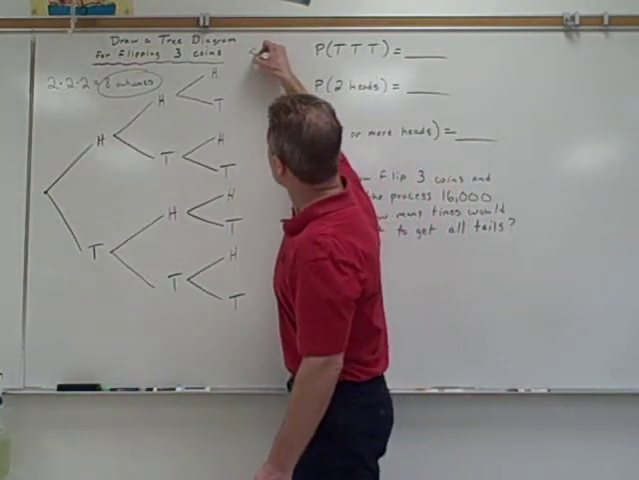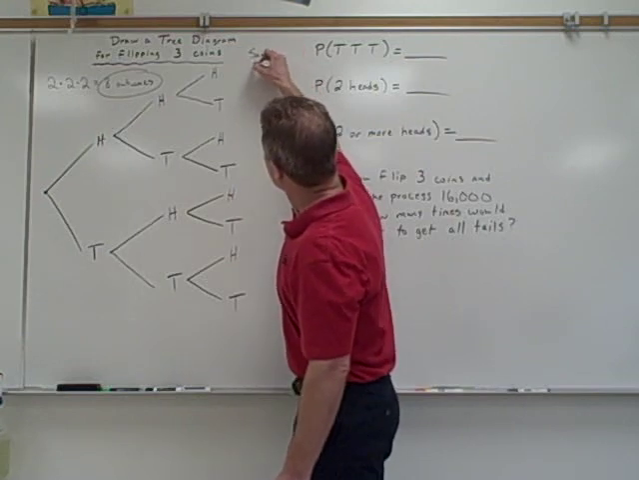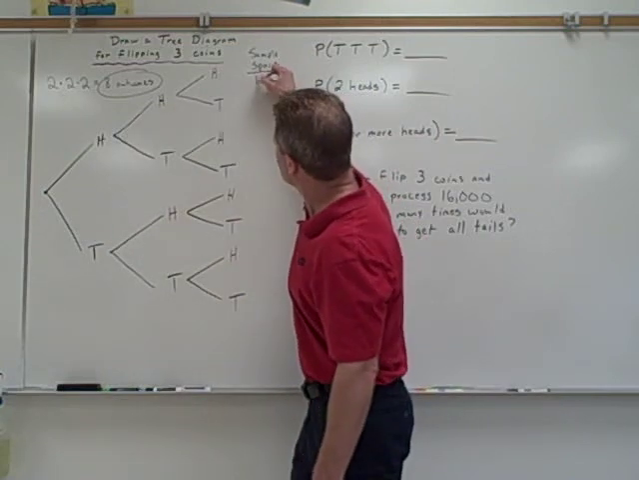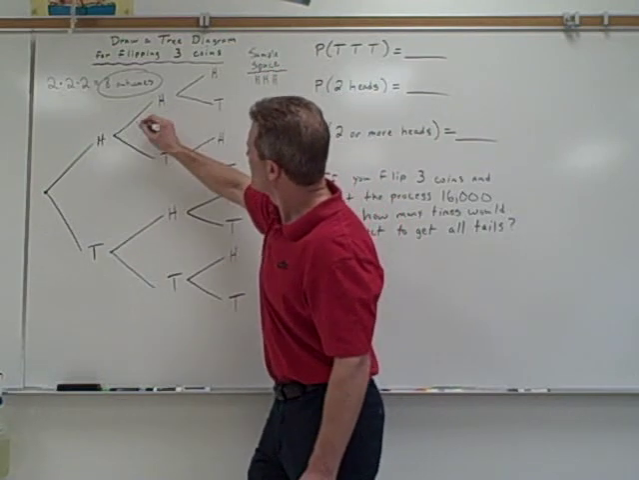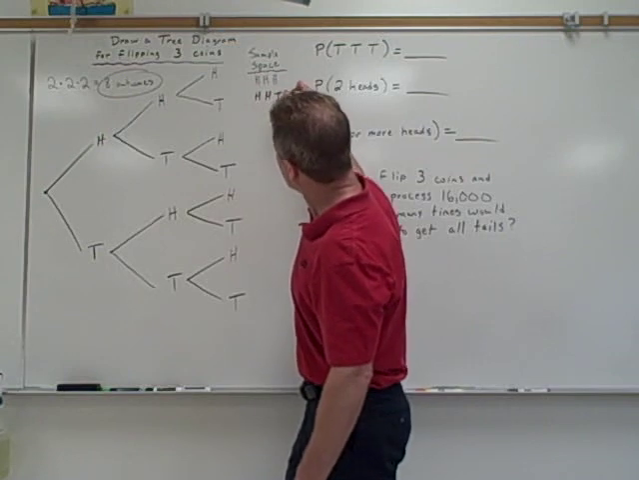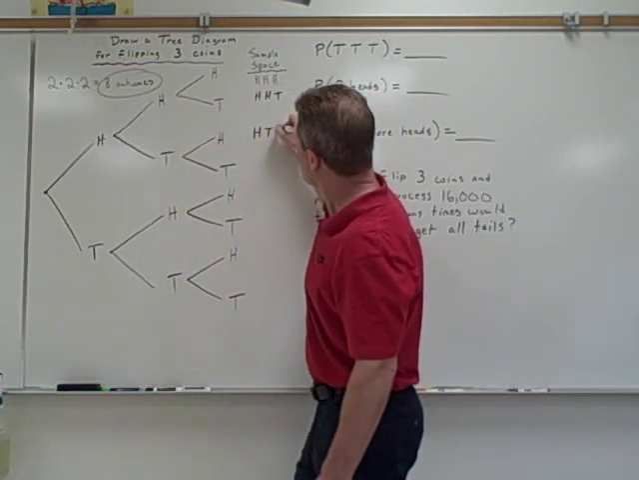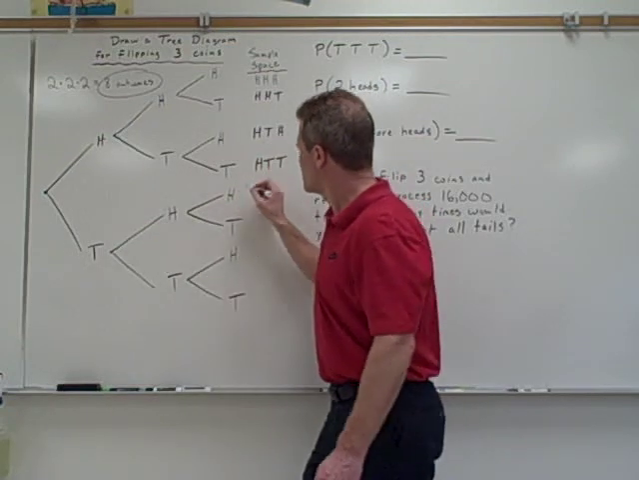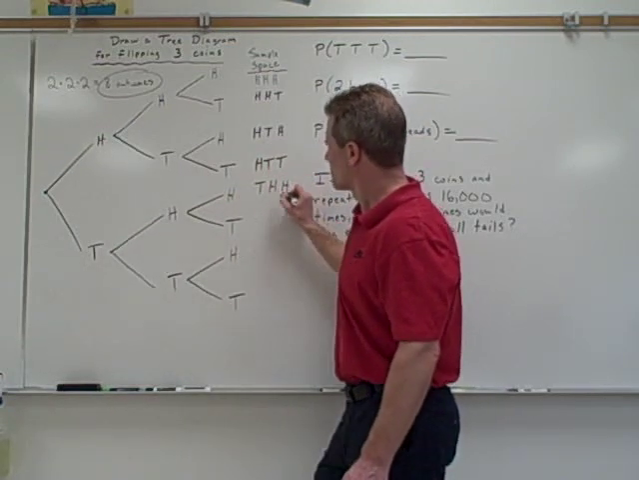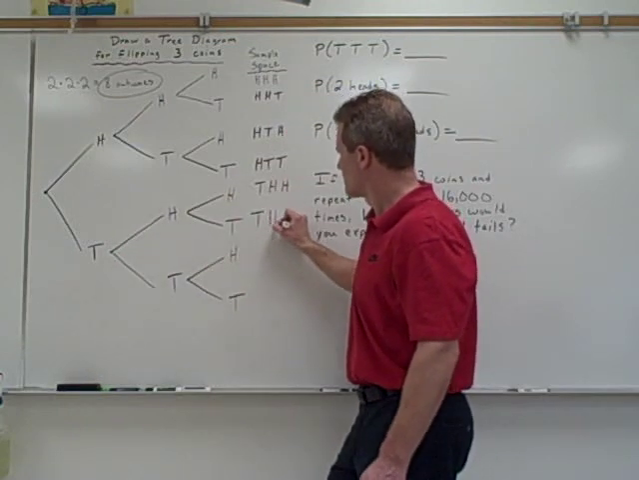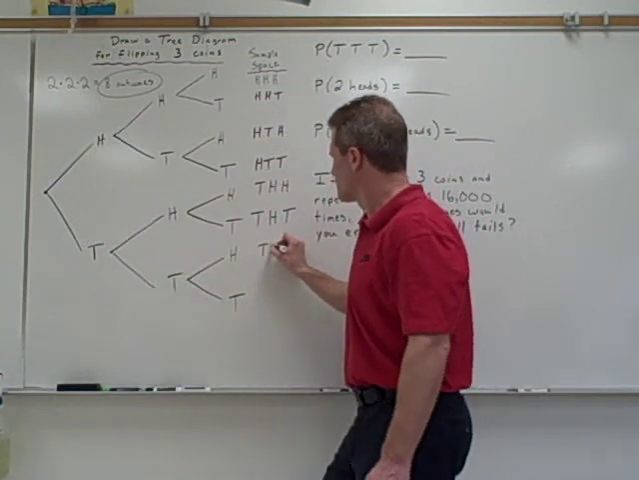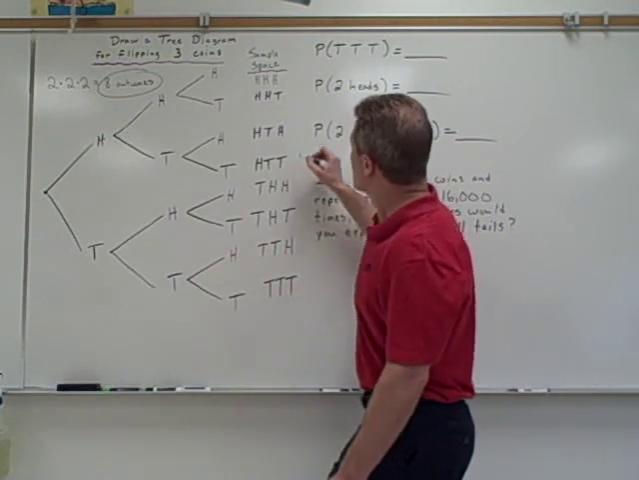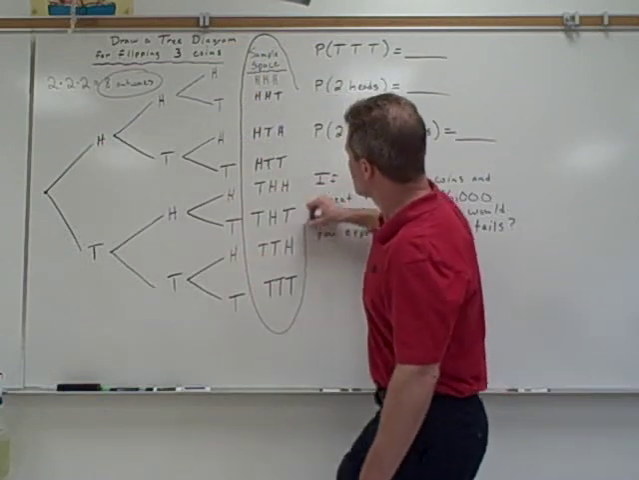If they ask you to list the sample space, the sample space would look like this. You may or may not be asked to do this. Heads, heads, heads would be your first outcome. Heads, heads, tails would be your second one. Heads, tails, heads would be this one. Heads, tails, tails would be the fourth one. Tails, heads, heads would be the next one. Tails, heads, tails. Tails, tails, heads. Tails, tails, tails. That's what they mean by the sample space. We list out all the possible outcomes.